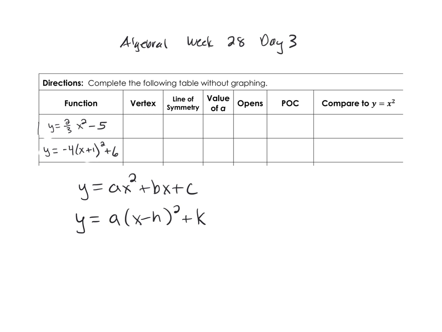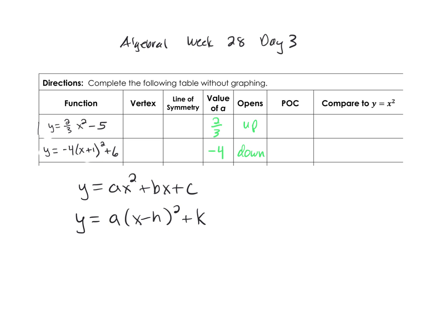So for the first one, the 2/3 tells me that the value of a is 2/3. And for the second problem, it's -4. Now we know that if this number is positive, it opens up. If it's negative, it opens down. So this one would be up. This one would be down.